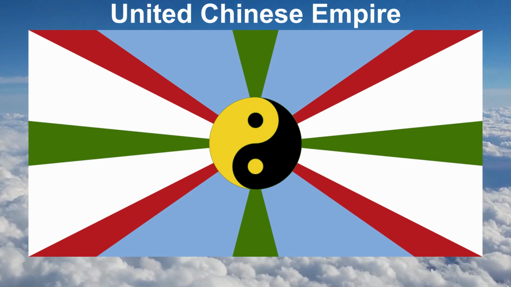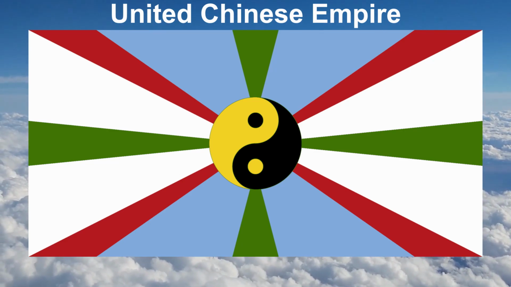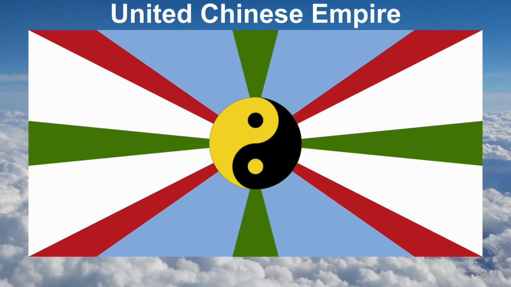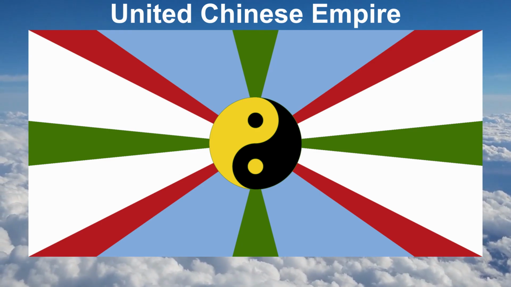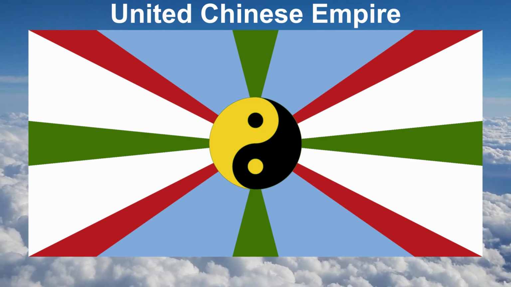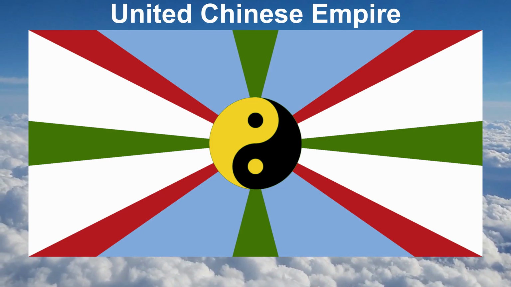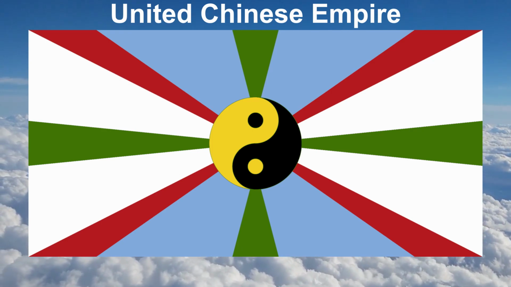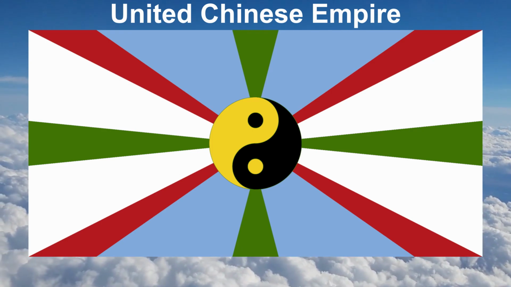Red represents the Sui dynasty, bravery, the deserts, and the Tibetan antelope. Blue represents the Tang dynasty, loyalty, the rivers, and the pink dolphin. Yellow represents the Song dynasty, creativity, the beaches, and the Chinese pheasant. Black represents the Ming dynasty, beauty, the swamps, and the red-crowned crane.